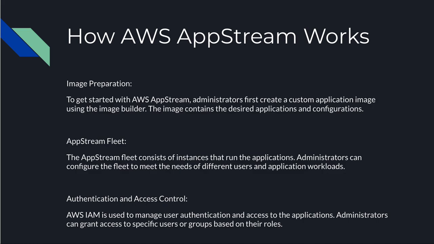Okay. So the second one is your AppStream fleet, and the third one is authentication and access control, which we just discussed. It uses the AWS IAM to manage the user authentication and access to the application. Administrators can grant access to specific users or groups based on their roles.